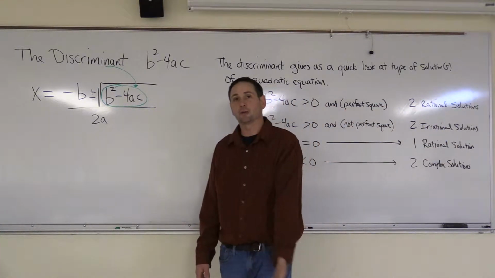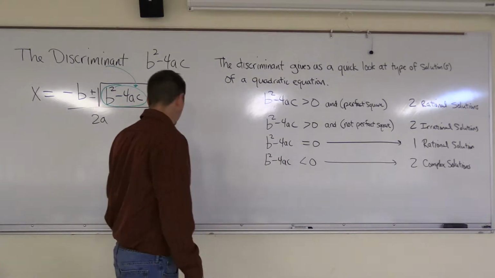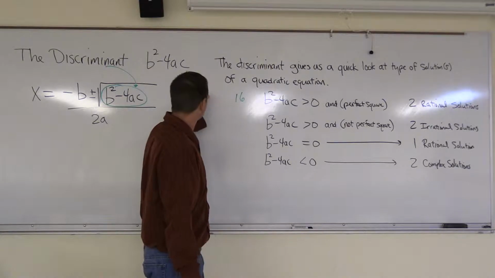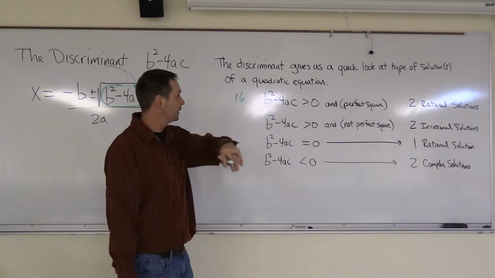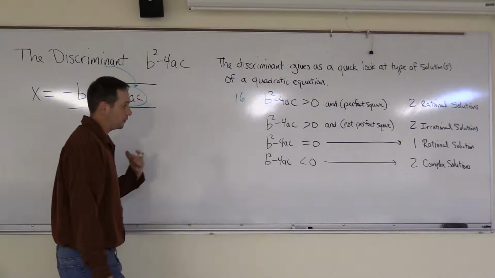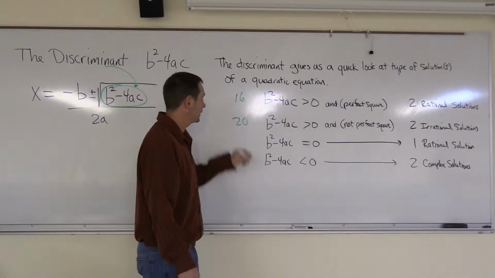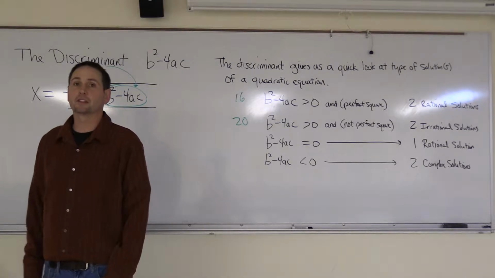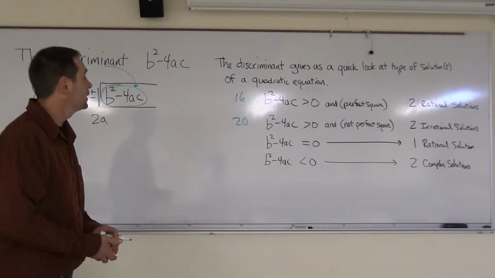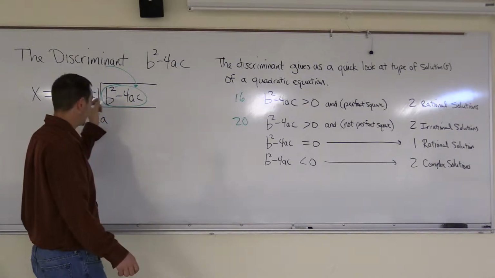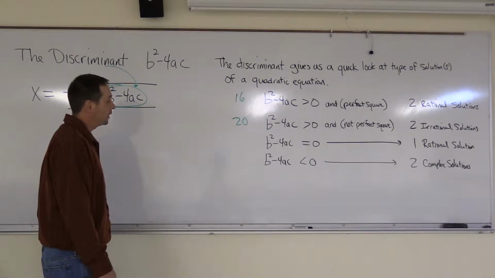So for instance, b squared minus 4ac equals 16. Say I had this to be 16, that would be an example. That would be a perfect square. Now, if it's greater than 0 but it's not a perfect square, say the discriminant ended up being 20, so that's not a perfect square, then it's going to be two irrational solutions, because you can't get rid of that root symbol. And it's going to be two because you're still adding or subtracting two numbers.